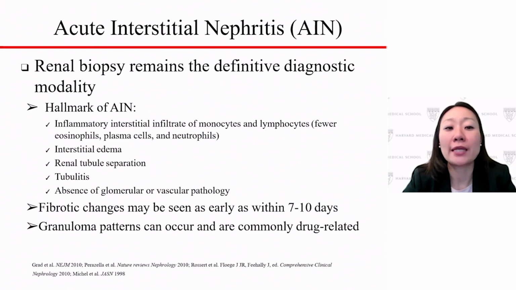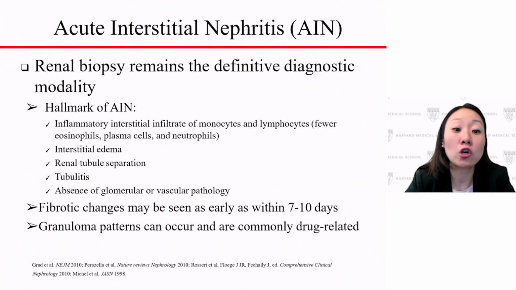Renal biopsy remains the definitive diagnostic modality for acute interstitial nephritis. The hallmark features found on the renal biopsy include an inflammatory interstitial infiltrate of monocytes and lymphocytes, interstitial edema, renal tubule separation, tubulitis, and an absence of glomerular or vascular pathology. Fibrotic changes can be seen, though, as early as within 7 to 10 days after the onset of interstitial nephritis. Granuloma patterns are also commonly drug-related and can occur in this setting.